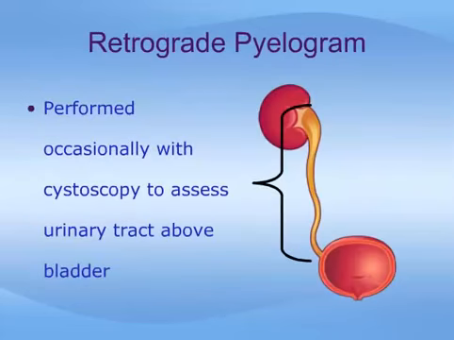Occasionally, at the time of cystoscopy, a retrograde pyelogram will be required. This is an X-ray test where contrast dye is passed up from the bladder to the kidney through a small tube passed through the cystoscope and up into the ureter. This is an excellent method of examining the entire ureter and drainage system of the kidney.